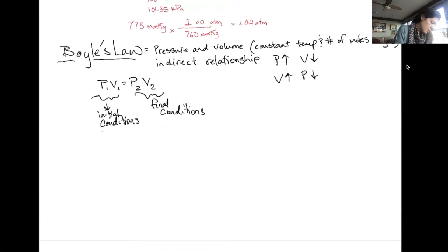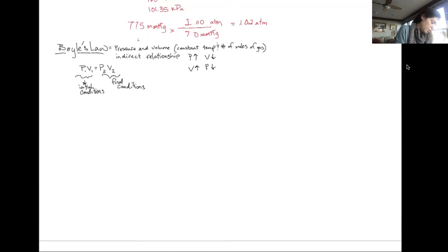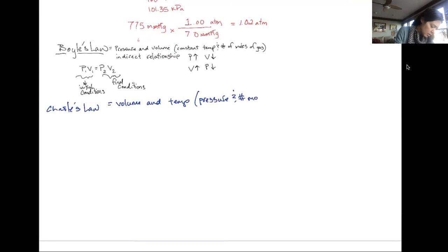We've also got, next, let's do Charles's law. Okay, Charles is going to relate volume and temperature. So here we'll have Charles's law. Okay, and this will relate volume and temp. Since we do not see pressure and moles here, they must be held constant, okay? Pressure and number of moles not changing. Okay, they are held constant, therefore they are not in the equation.